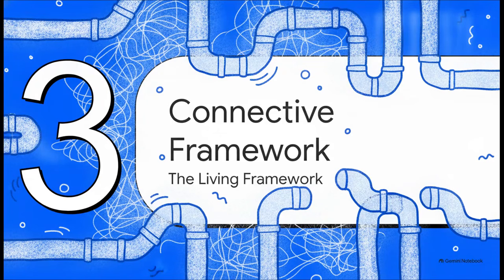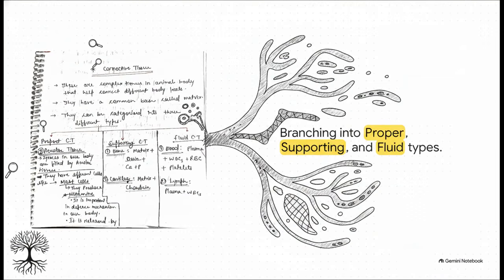Okay, section 3, connective tissue. This is the living framework. So we've got our boundaries, right? Now we need the framework and the plumbing. The absolute most crucial thing to understand here is that all these complex connective tissues, whether they're literally holding you upright or flowing rapidly through your veins, share one common foundational base called a matrix. And from this matrix, they branch out into three distinct types: proper, supporting, and fluid.